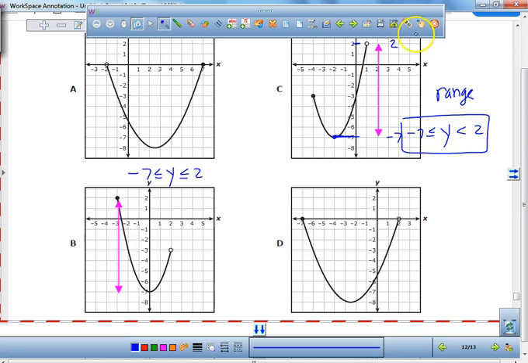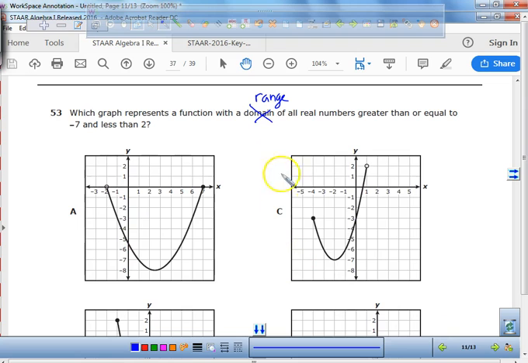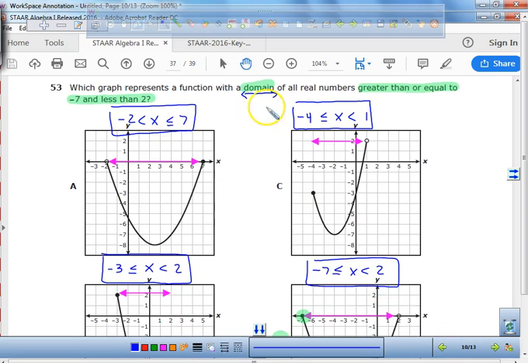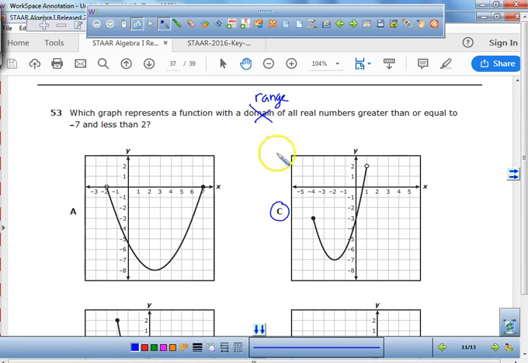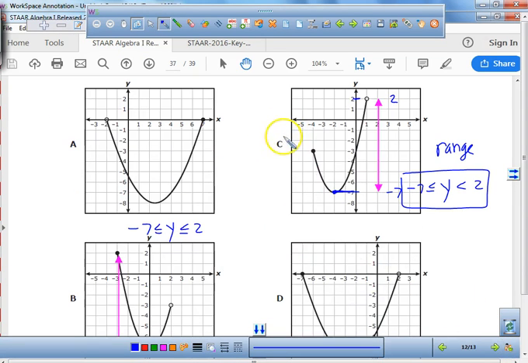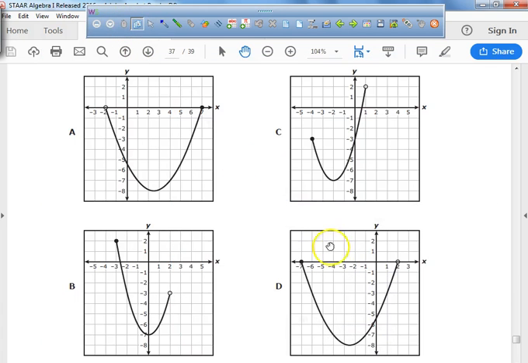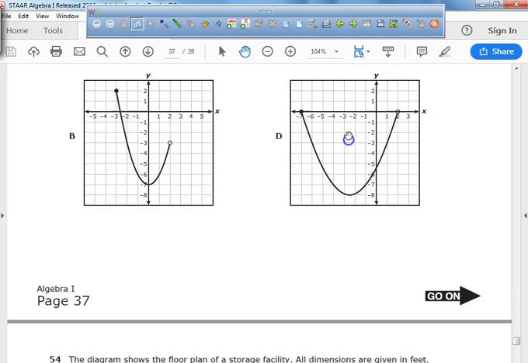So if I switched the word from domain to range, then the answer would be answer choice C. So either the question is going to ask you about the domain, which in this particular case is answer choice D, or they're going to say range, and then the answer would be C. So you got to be careful. You got to know what it's asking for. Is it dealing with left and right, which is domain, or up and down, which is range?